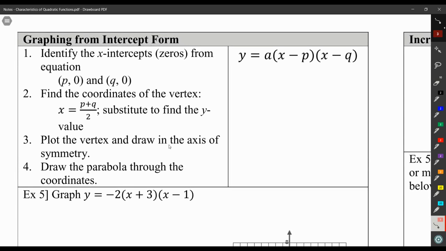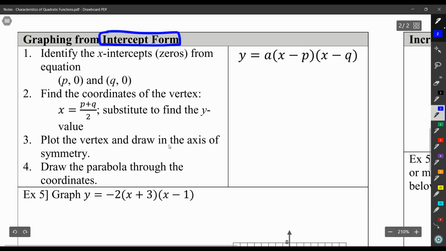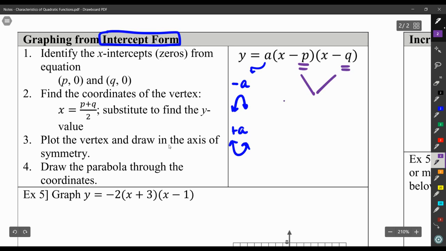The last part that we're going to do for today is graphing an intercept form. So intercept form is probably not one that you have seen before. With intercept form, you can easily see the x-intercepts directly from the equation. In vertex form, you could easily find the vertex, and with intercept form, you can find the x-intercepts. So the a value, again, that's your stretch or compression factor. If there's a negative a, it opens downward, and if there's a positive a, it opens upwards. For the insides, P and Q, those two values are your x-intercepts.